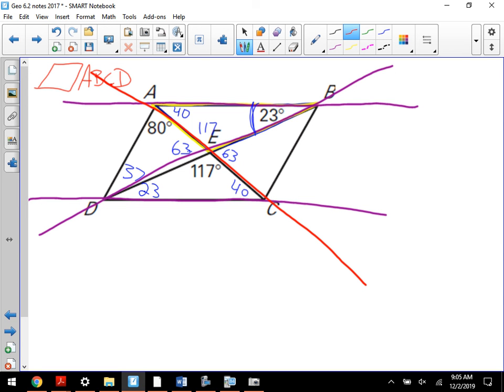Careful. Is this 80 part of that? 80 is not this whole angle here, is it? No, it's not. But I do know that this whole angle here has to be the same as this whole angle here, which means the other side is 80. The big angle C and big angle A have to be equal to each other. Same deal with big angle B and big angle D.